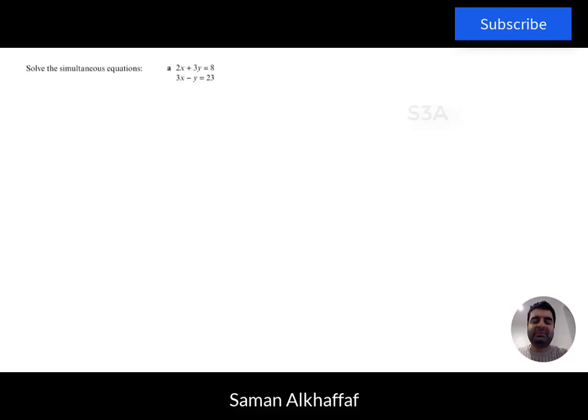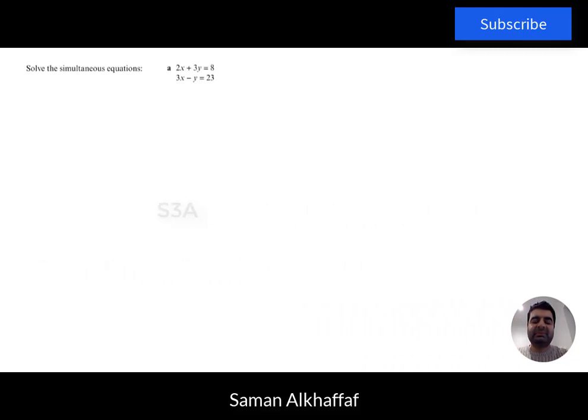In this example, we have two equations and we'll try to solve them simultaneously. As shown, we have 2x plus 3y equal 8 and 3x minus y equal 23. So first, the aim of using simultaneous equations is to try to eliminate one of their variables, which is either the x or the y.